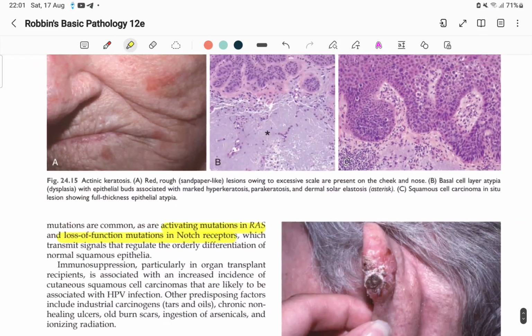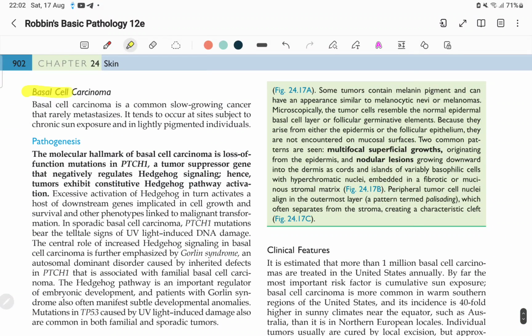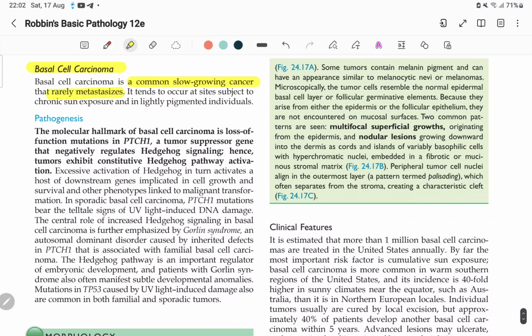So that was about squamous cell carcinoma. Now let's talk about basal cell carcinoma. This is also important from your pathology point of view. Basal cell carcinoma is a slow growing cancer that rarely metastasizes. What is the pathogenesis? The molecular hallmark of basal cell carcinoma is loss of function mutation in PTCH1, a tumor suppressor gene that negatively regulates the hedgehog signaling pathway.